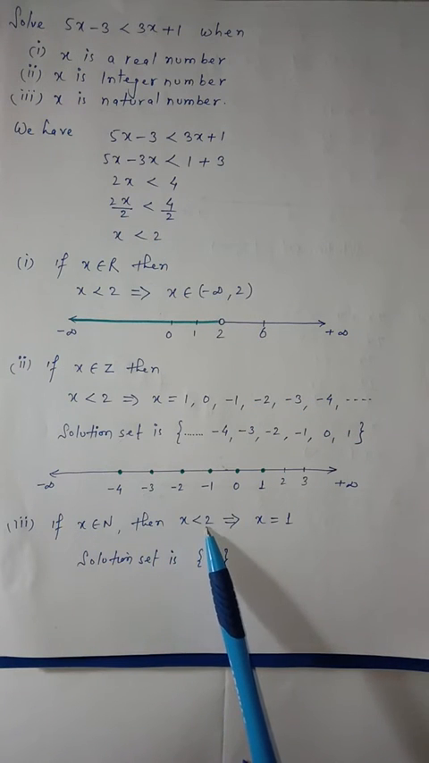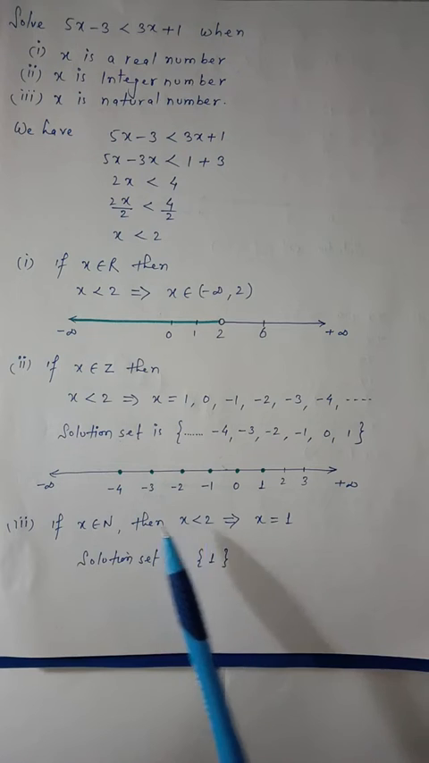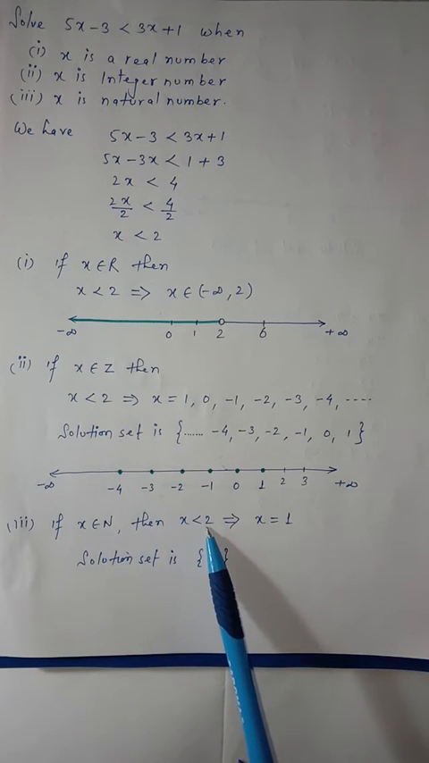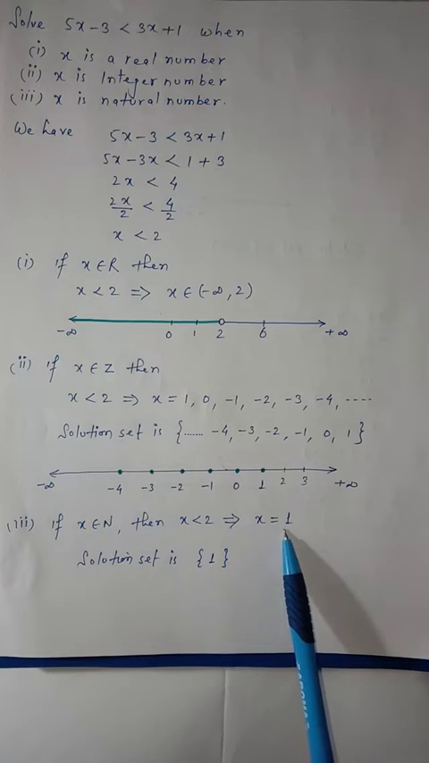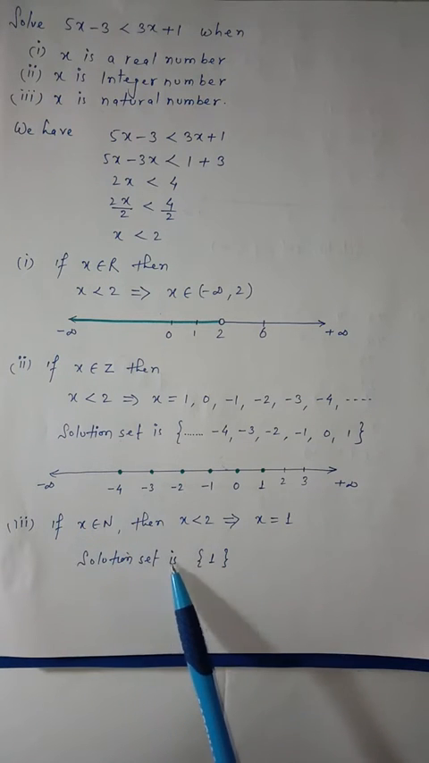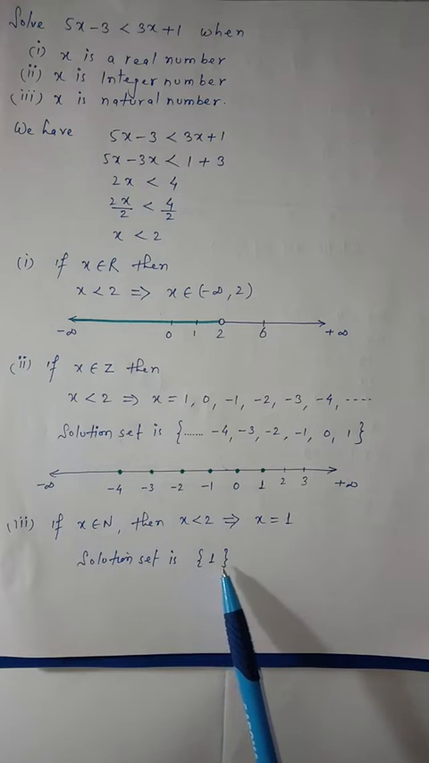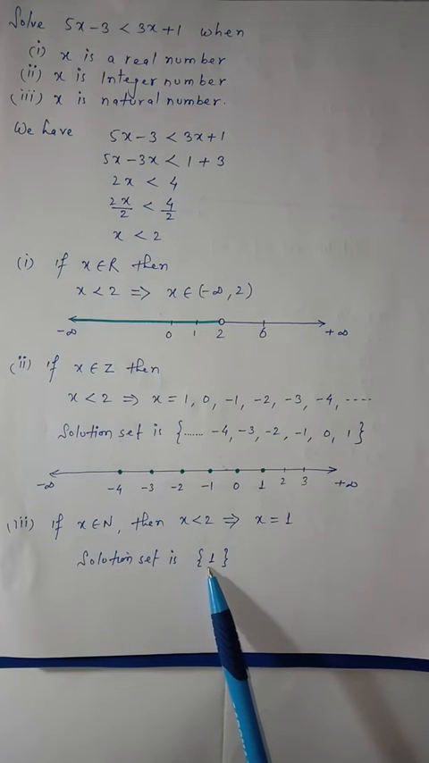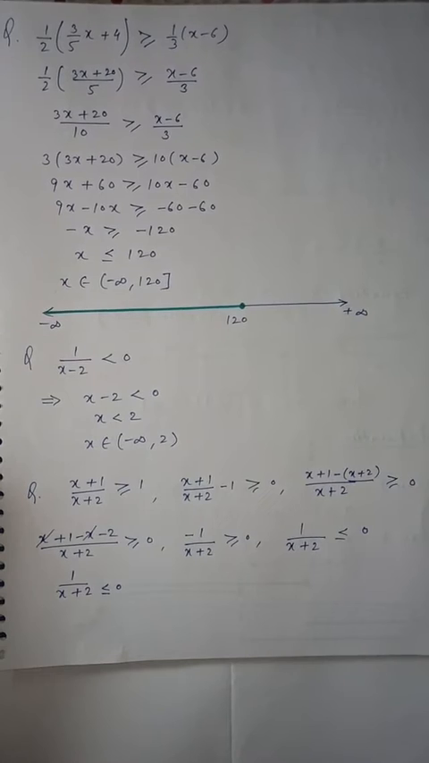So when x is less than 2 and x is natural, the natural number which is less than 2 is only 1. So in this case there is only one value of x, because x is a natural number. So the solution set will be {1}, a singleton set. And you already know how to show this 1 on the number line.